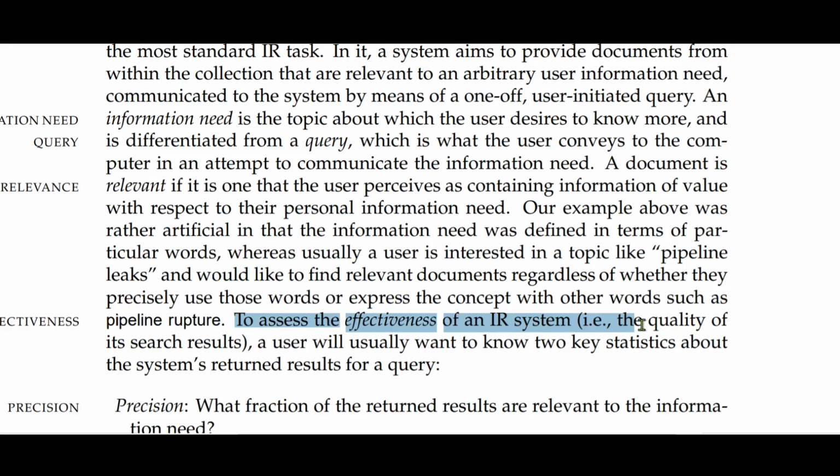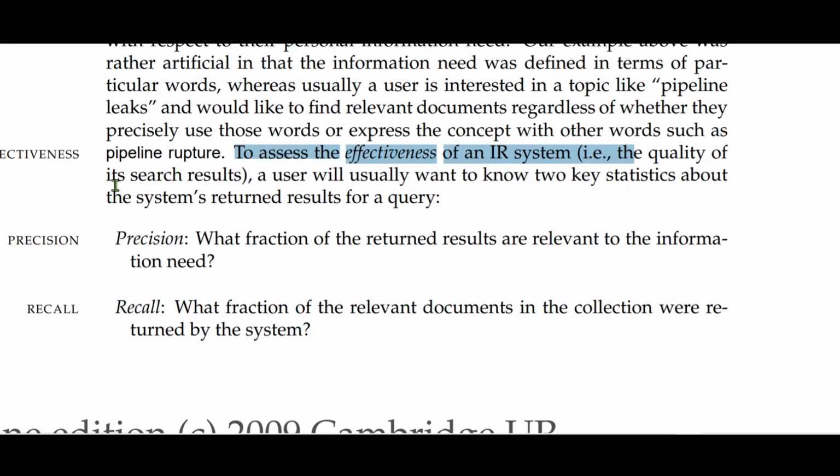To assess the effectiveness of an IR system, that is the quality of its search results, we will usually want to know two key statistics about the system's returned results for a query. Number one, precision. Number two, recall. So to assess the quality of its search results, a user will usually want to know two key statistics, that is precision and recall.